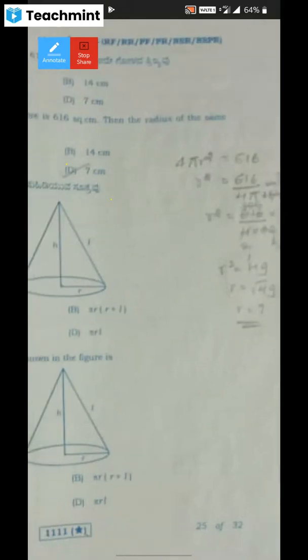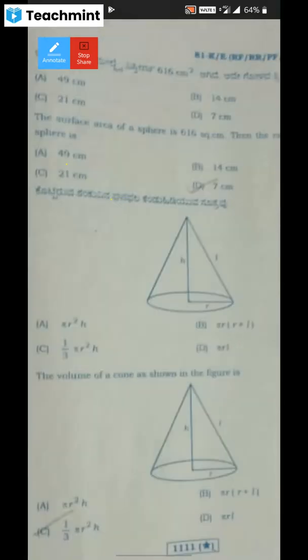So that divided by 7 comes to the numerator, meaning 616 into 7. After cancellation or complete division, you will get r square is equal to 49. So the square root of 49 gives r equal to 7. So the radius of the sphere is option D, 7 centimeter.